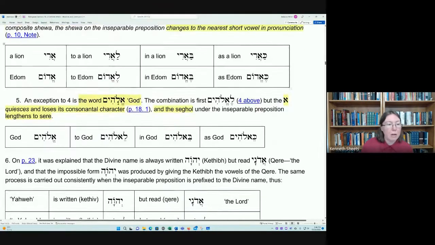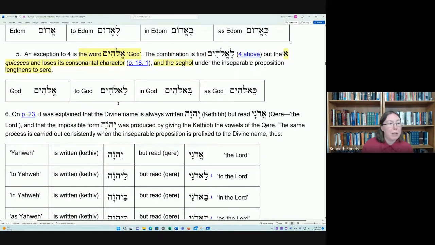Now we can come on a little bit further here. Number 5, an exception to 4 is the word Elohim, God. And because we are dealing with the word God, there are special things that happen with this particular word. So the combination is first le Elohim.